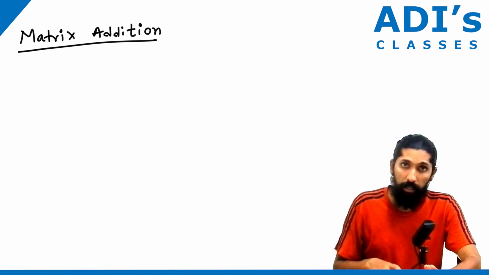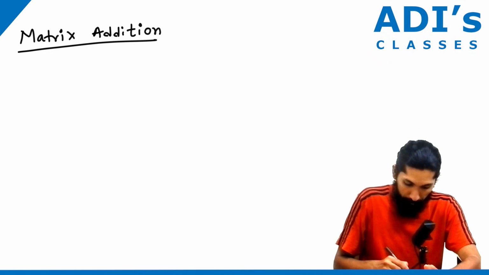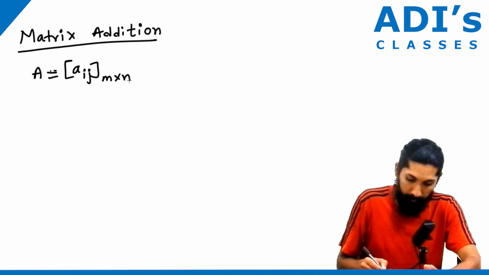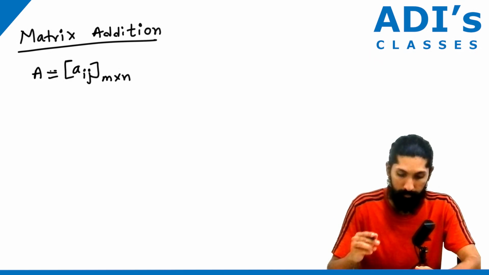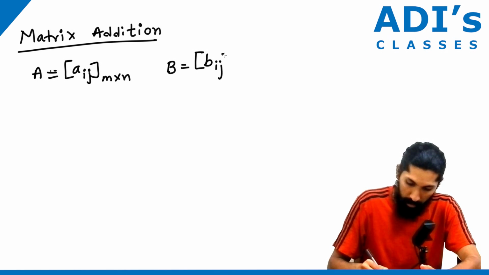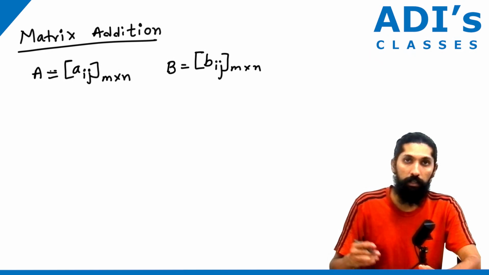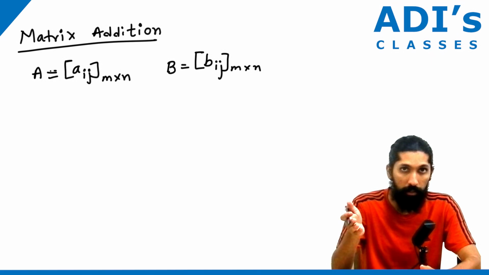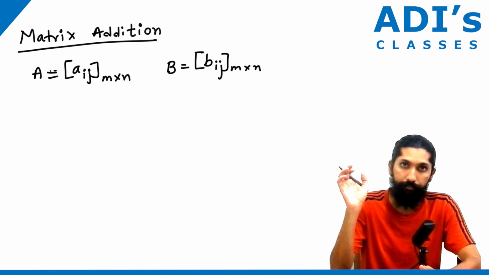So we can say that let matrix A, given by a_ij, be of the order m cross n, some order m cross n. And say matrix B is equal to b_ij. This is also of the order m cross n. Then you can just add the corresponding elements of A and B and you are going to get the answer.